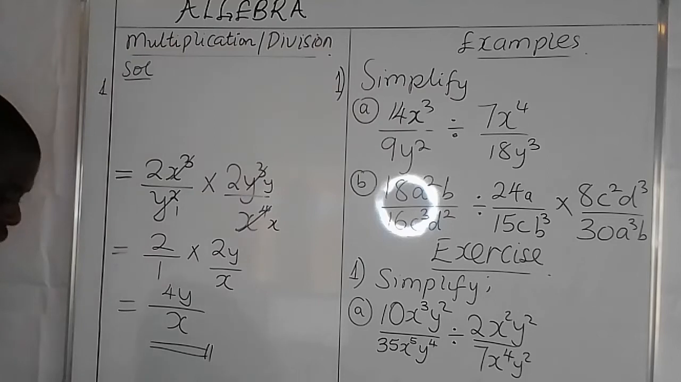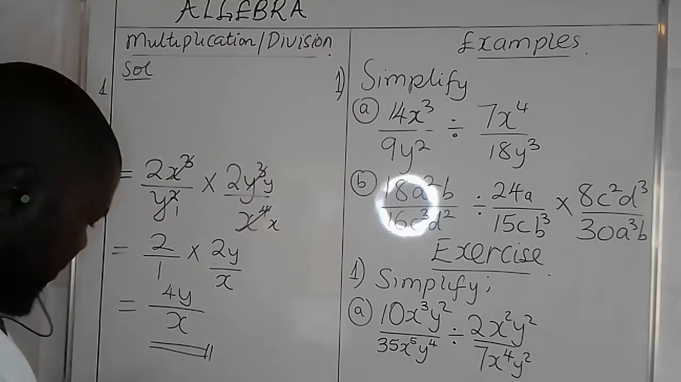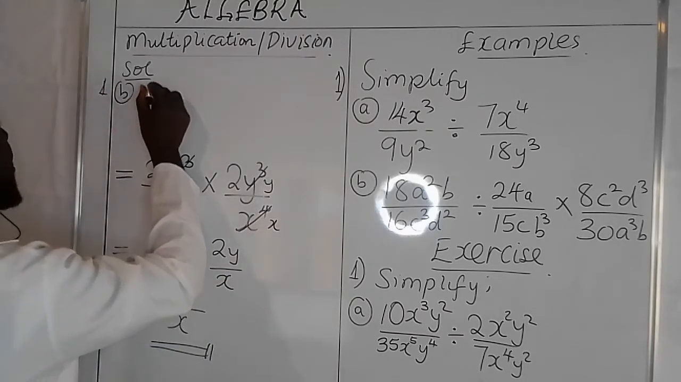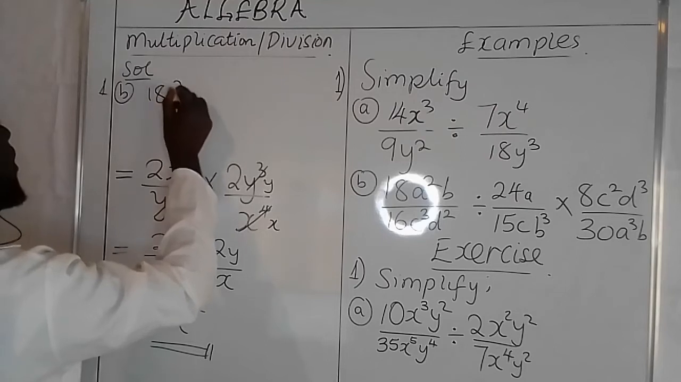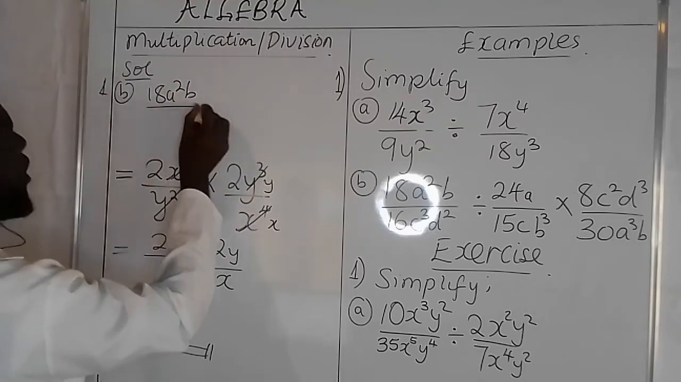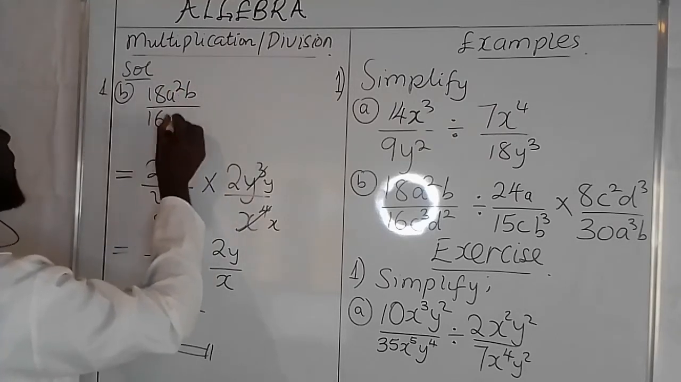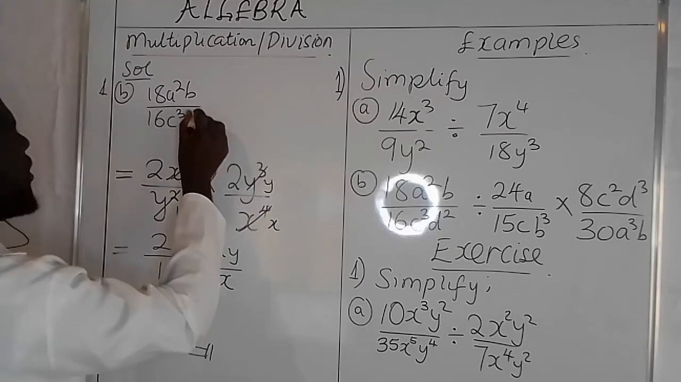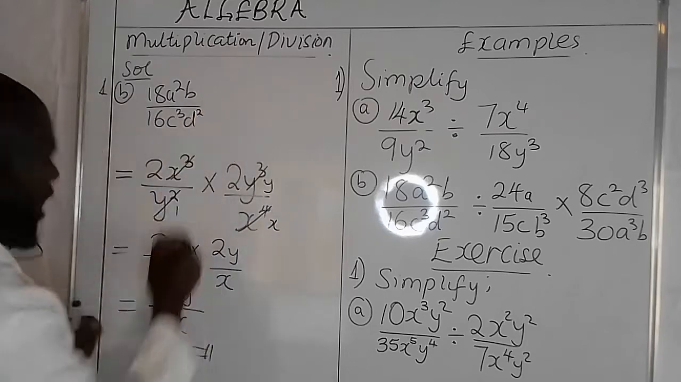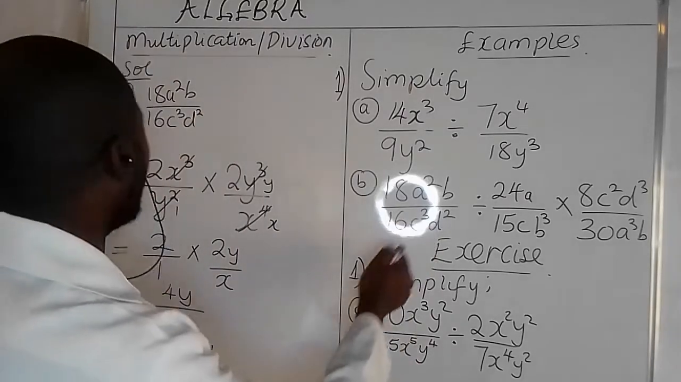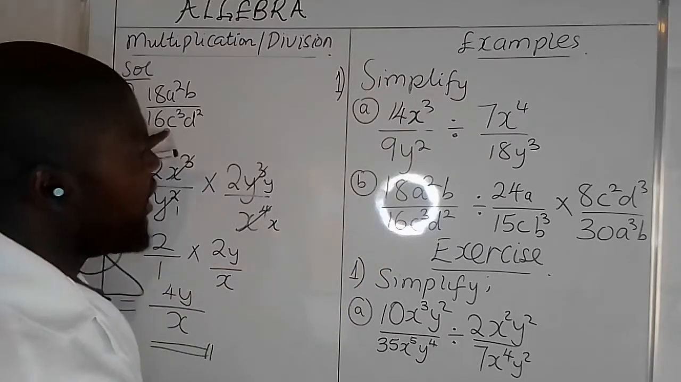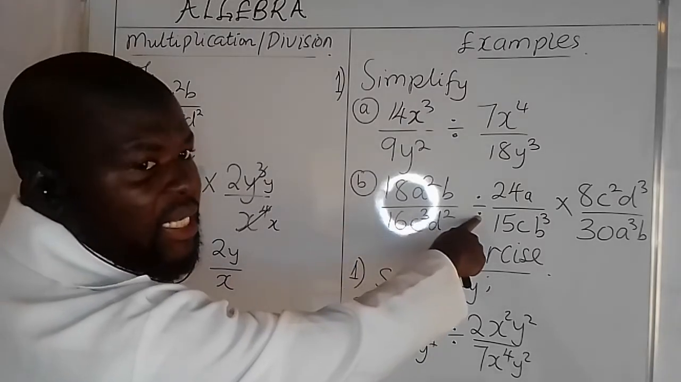Okay, so when you look at our second example, we have 18a index 2b out of 16c index 3d index 2. Then as you have seen here, this is what we have copied down here. Now you have seen there is division in here.